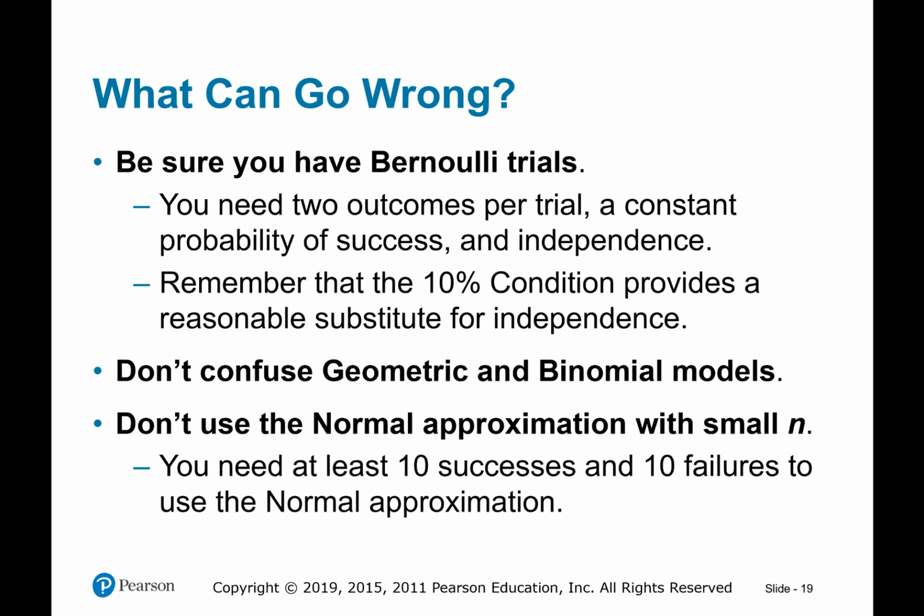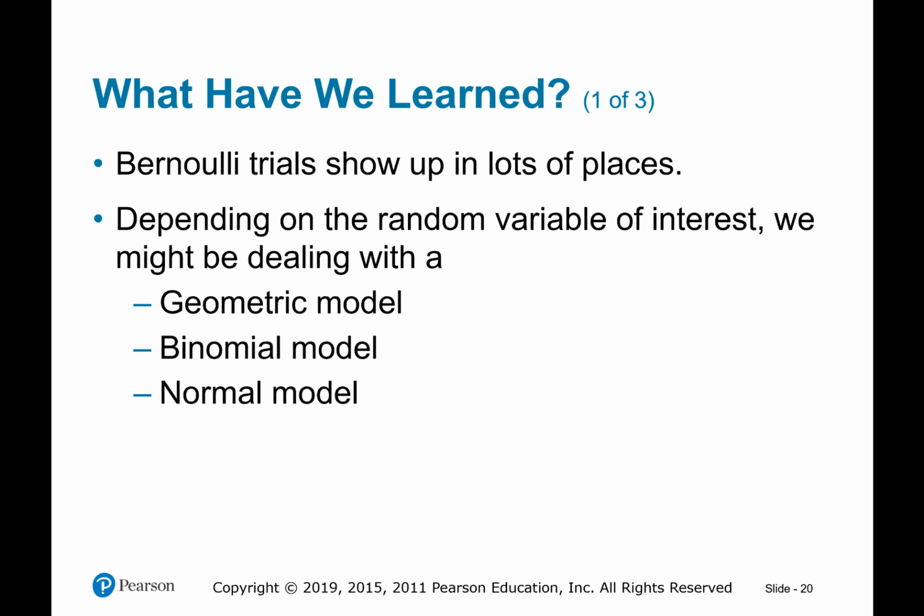Bernoulli trials, you have to have two outcomes, and you have to have independence, and that 10% condition. Now again, the geometric and the binomial models measure very, very different things. Don't use the normal approximation if n is really, really small.